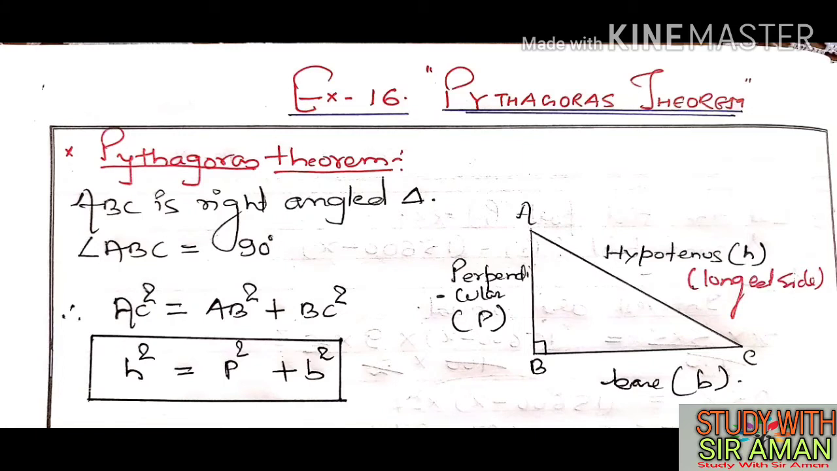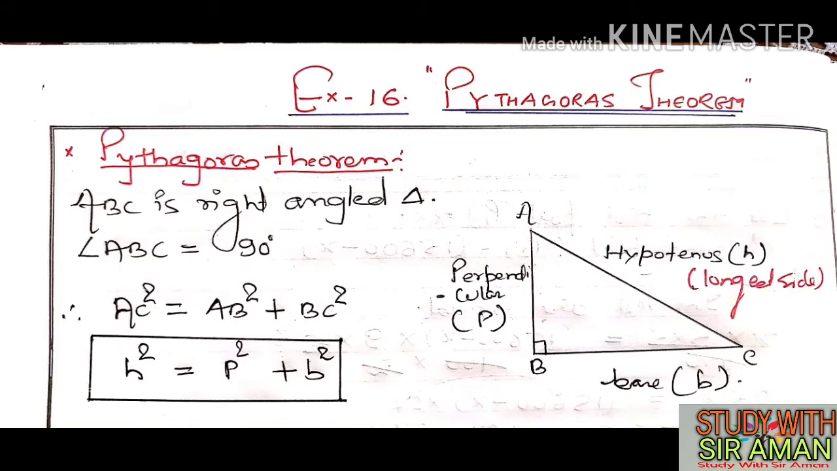Where is 90? At B, perpendicular 90 degree. Opposite of 90 degree, the side is known as hypotenuse, means H. It is the longest side in a triangle. Now side AB, this side is known as perpendicular. Side BC, this is known as base.